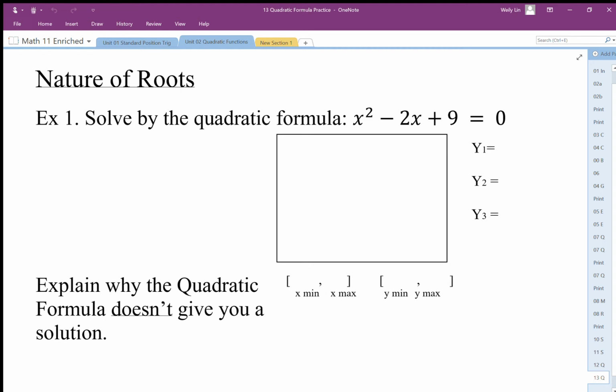So when we talk about the nature of roots, we're talking about the number of solutions to a quadratic equation, or in other words, how many times it crosses the x-axis. So when we have this equation here, what we can do is solve it with the quadratic formula. So I can just plug this in.